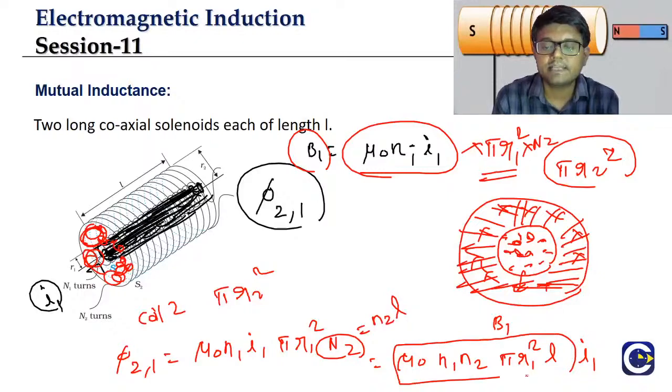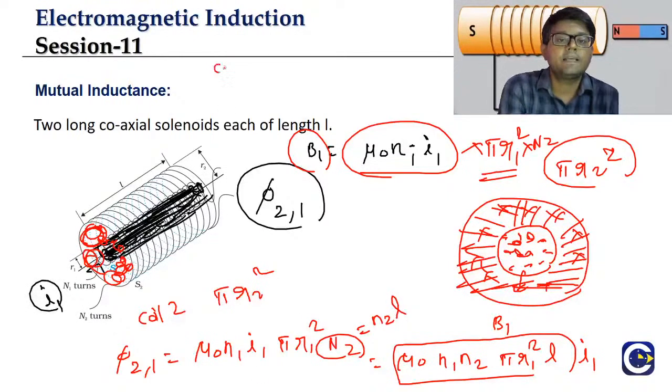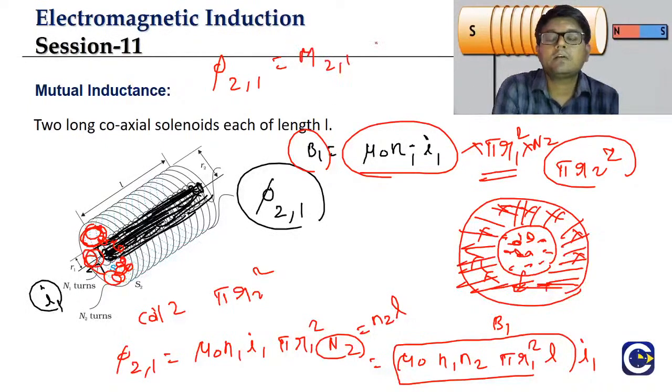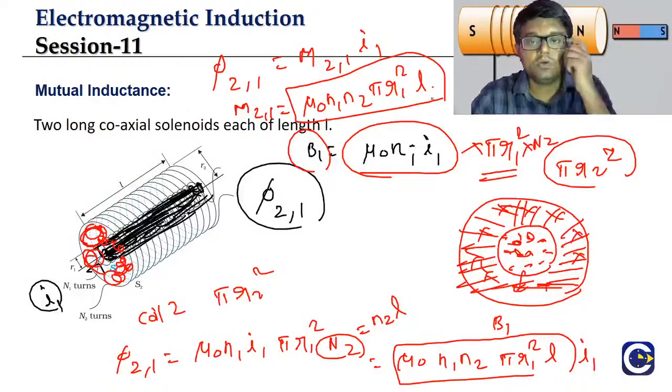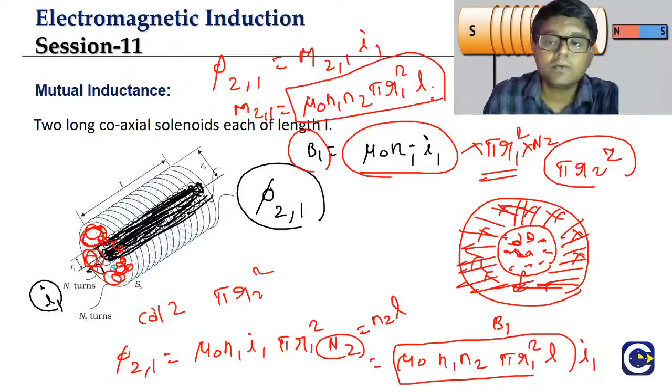So if you look at this, remember how we express the flux through coil 2 because of coil 1 current: it is equal to the mutual inductance of coil 2 because of coil 1, into I1. So by comparing, what is the mutual inductance value? Mutual inductance is equal to mu naught N1 N2 pi R1 square into L. So just make a note of it now. Mu naught N1 N2 pi R1 square into L.